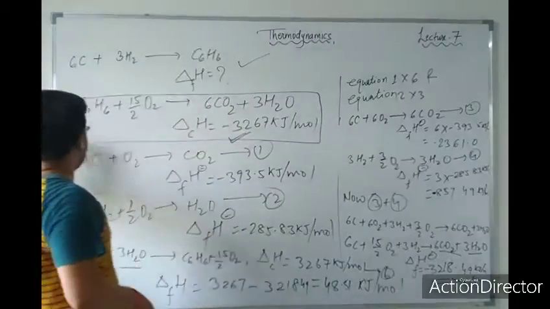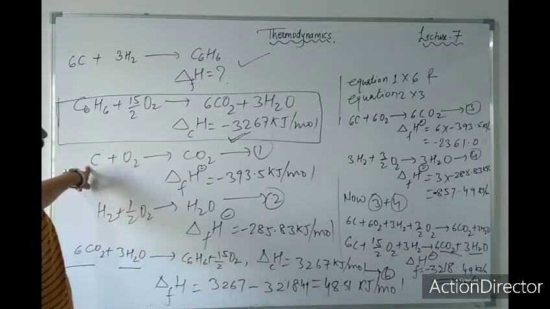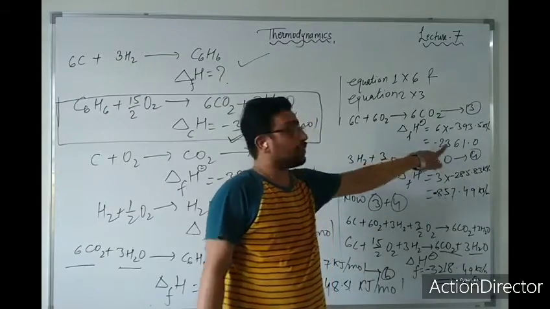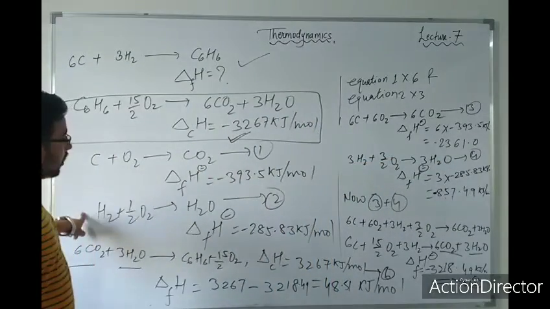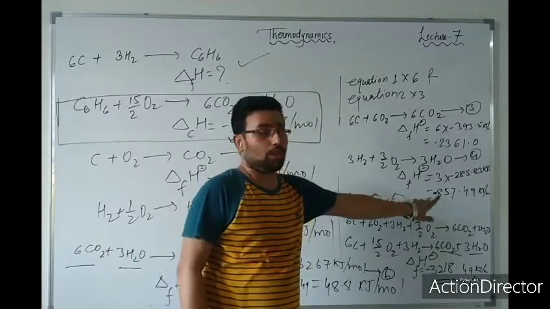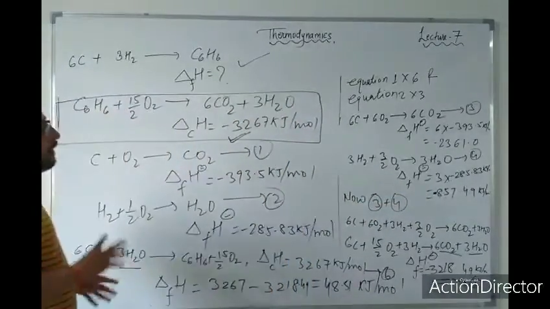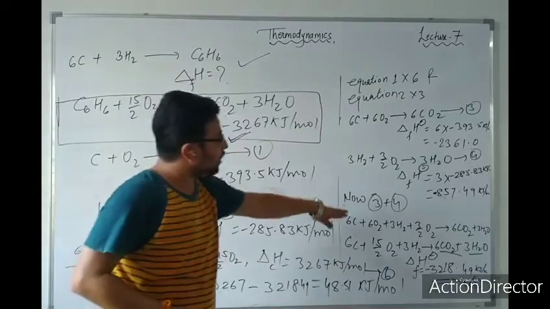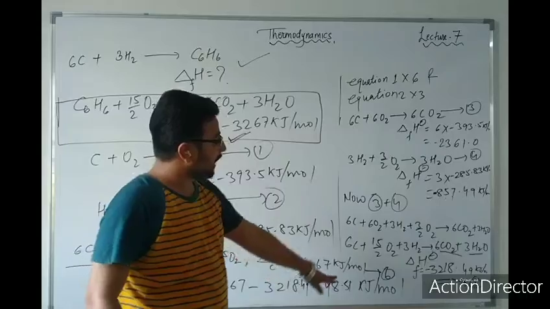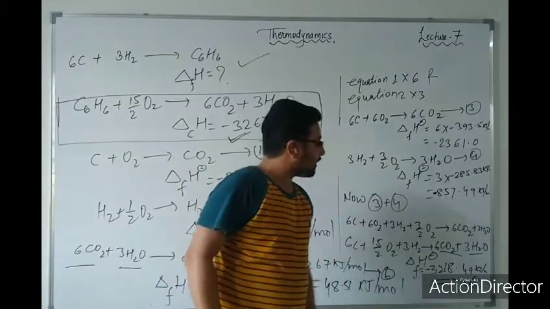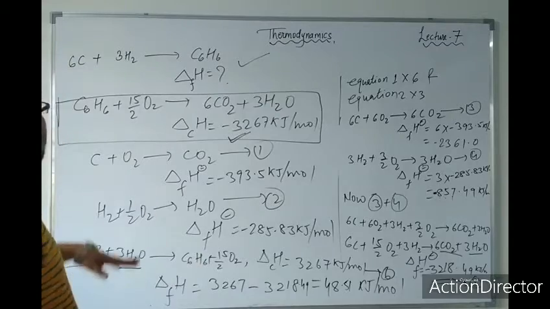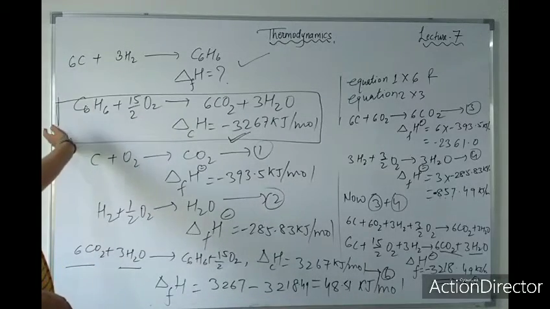So as I have multiplied this first equation by 6, I have got the formation heat enthalpy minus 2361. As I have multiplied the second equation with 3, I have got minus 857.49 kilojoule per mole. Now what I have done, I have added both the reactions 3 plus 4. So as 3 plus 4 I have done, I have got delta heat enthalpy minus 3218.49 kilojoule per mole. Now what I have done, I have reversed this reaction.